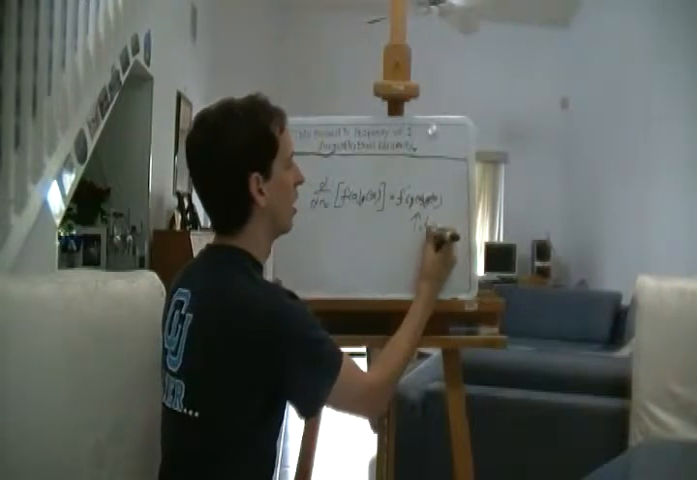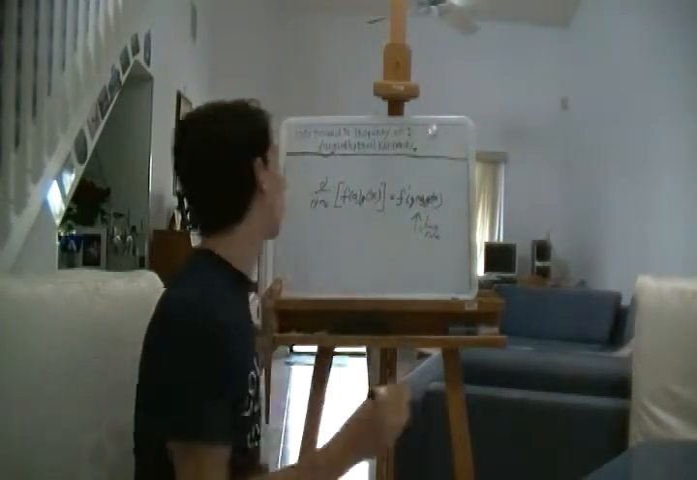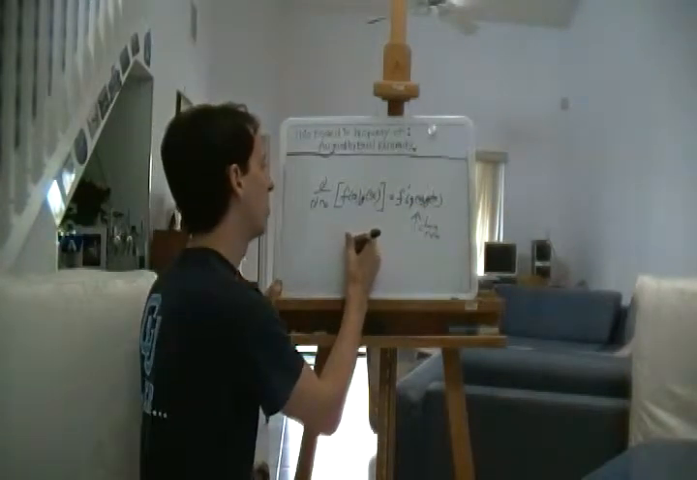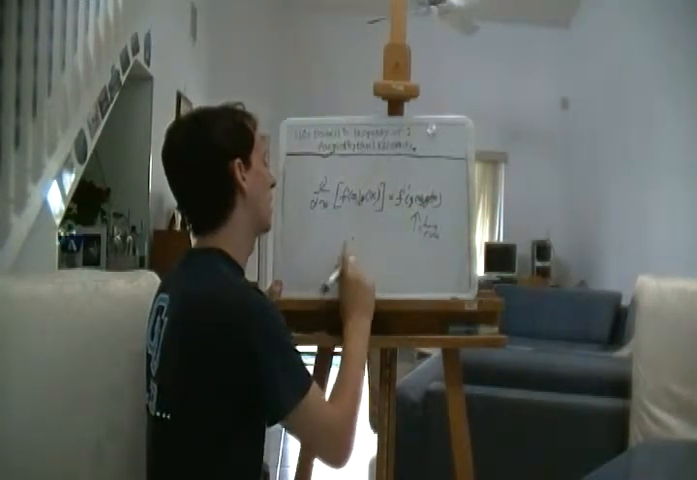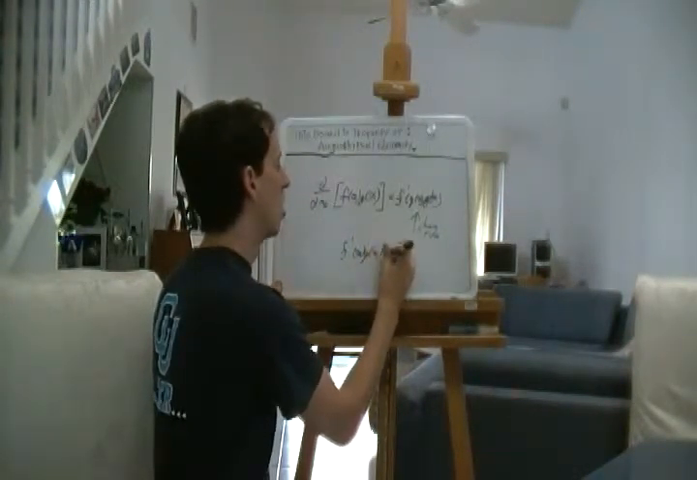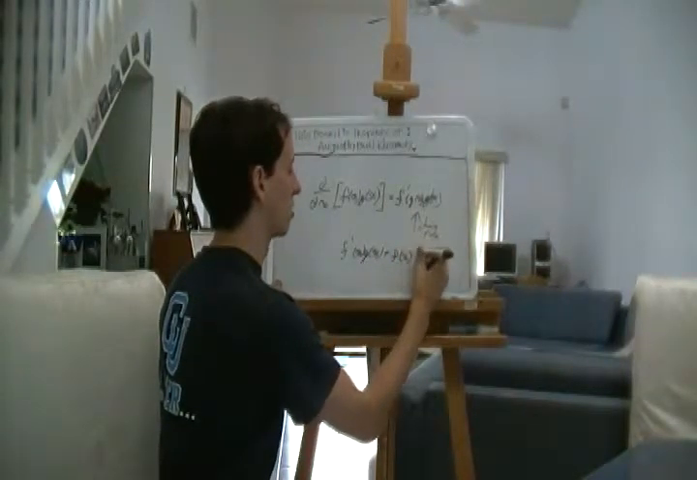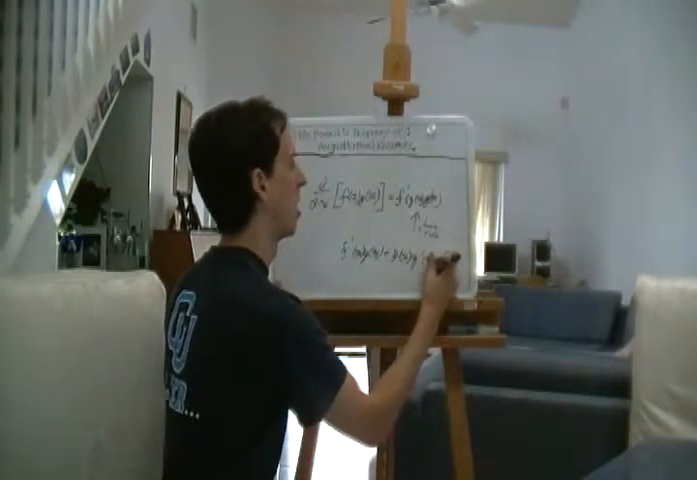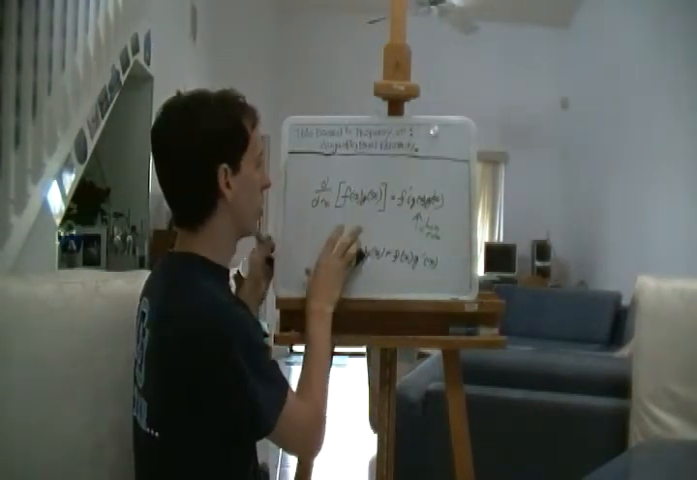But this here is asking us about a product. They want the product rule. So the correct answer would have been f prime of x times g of x, plus f of x times g prime of x. That would have been the correct answer for the product rule. So there you go.